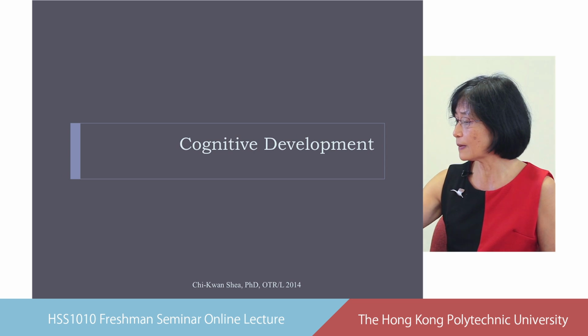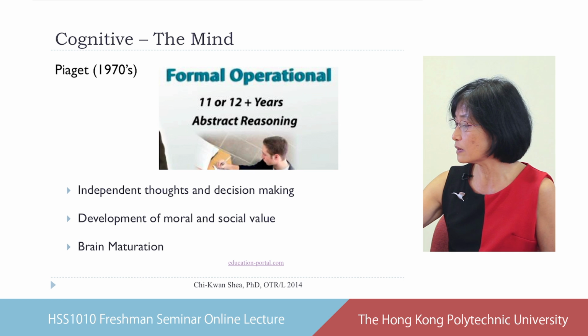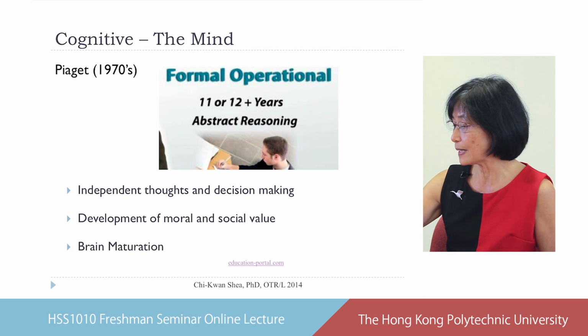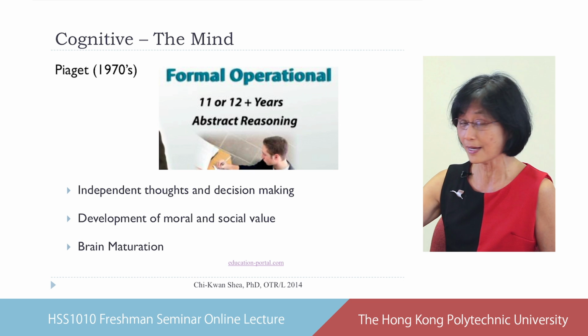Now, we're going to spend a little time on cognitive development. Piaget's cognitive developmental theory described that adolescence signifies a person emerging into the final phase of cognitive development, or formal operation, when the adolescent develops independent thoughts and decision-making ability, independent from his or her parents. At this time, the teen is also developing moral and social values that he or she exercises every day. Moreover, it was once thought that the brain reaches full maturation at this stage. So is it true that the brain is fully developed at this age?